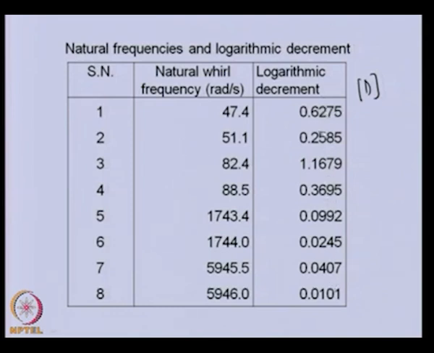Here we can see all are positive, that means the system is stable for all the whirl frequencies; it is not unstable. But you can see that gradually those are decreasing. These dampings are very high, maybe because of the bearing properties that were taken. But at higher speeds we have a lower logarithmic decrement.